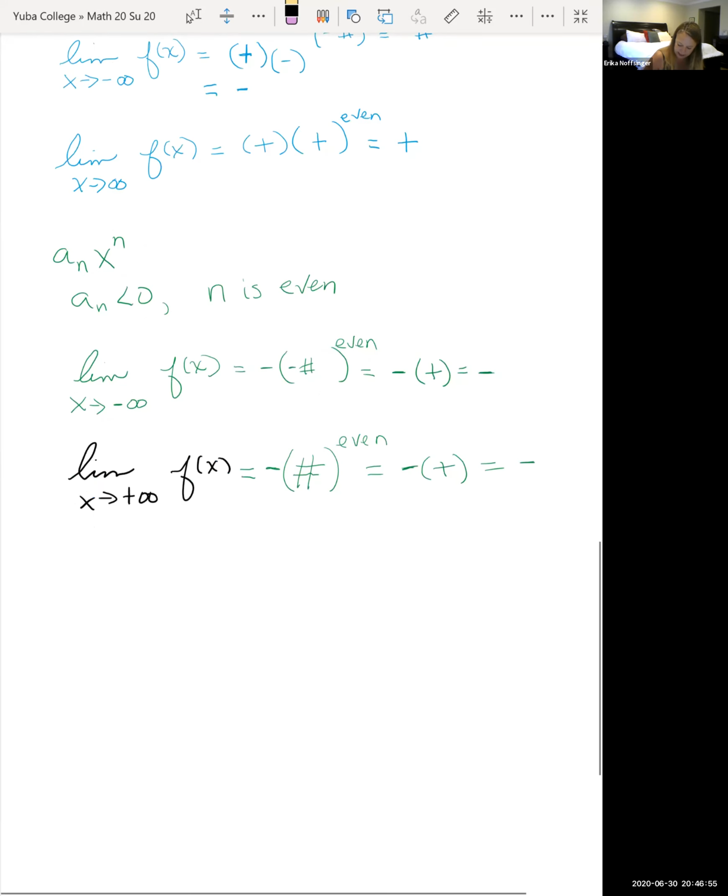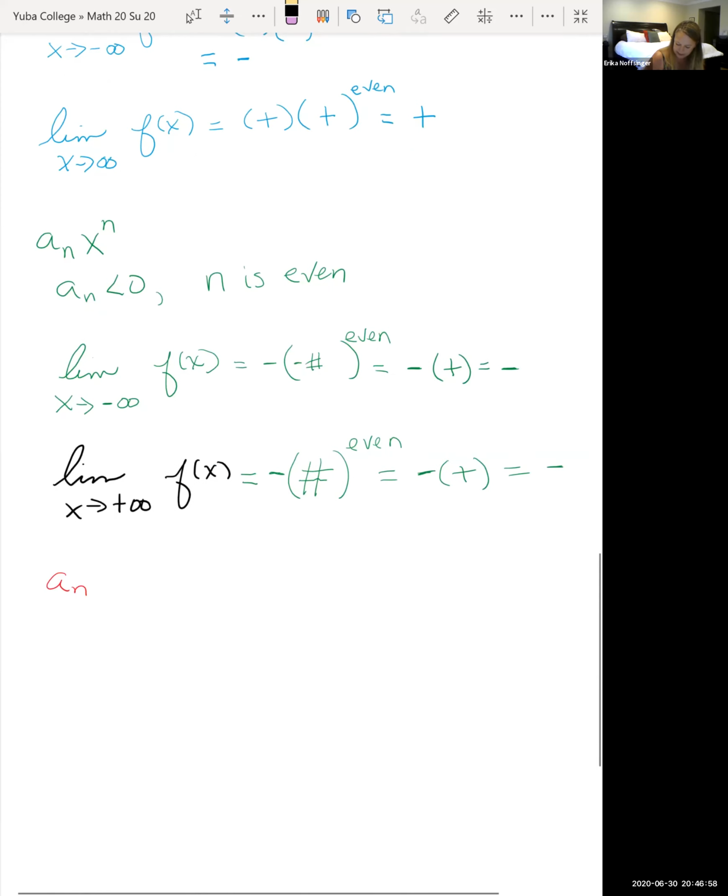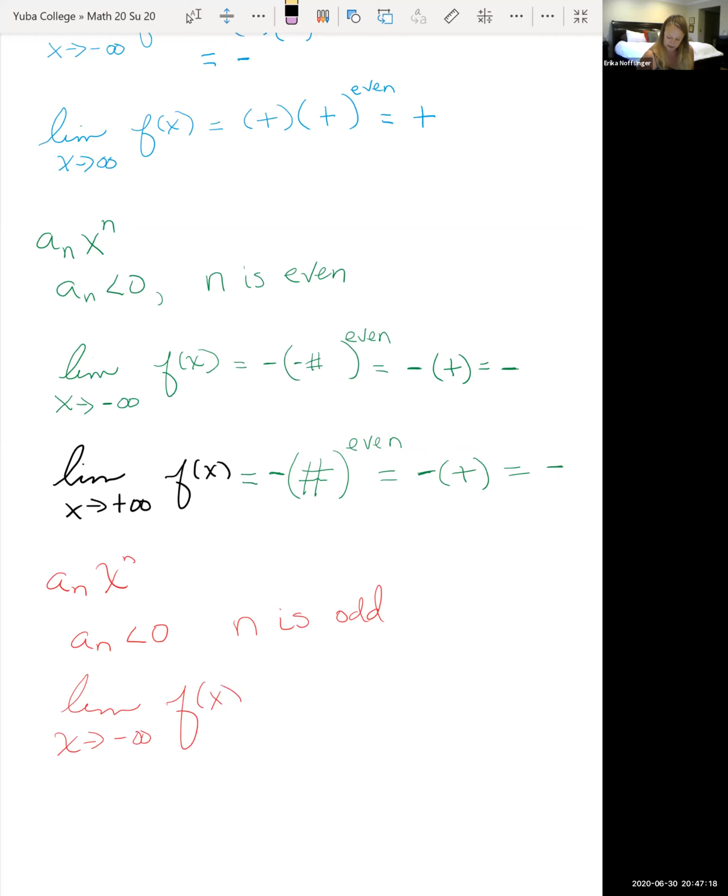Okay, so if we're looking at a sub n, x to the n, where a sub n is negative, less than 0, and n is odd. If we're going to negative infinity, you have a negative number out front. You're taking a negative number, raising it to an odd power, so multiplying it an odd number of times is also going to give you a negative number. So you have a negative still up front times a negative, which gives us a positive.